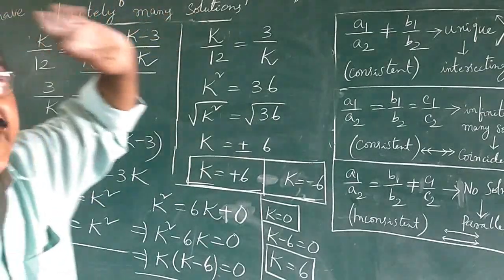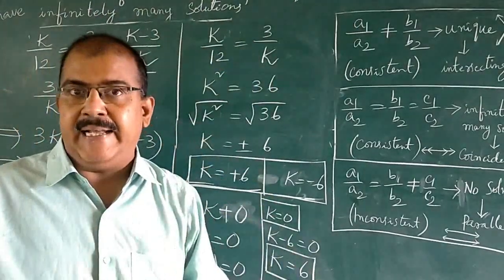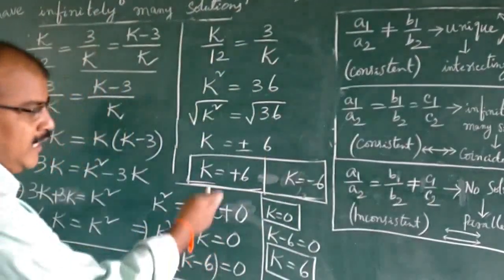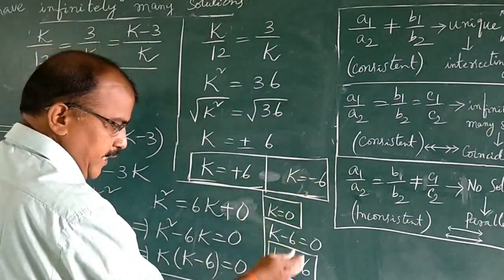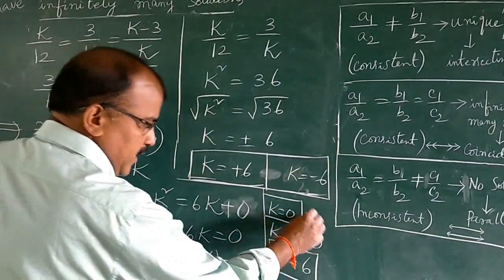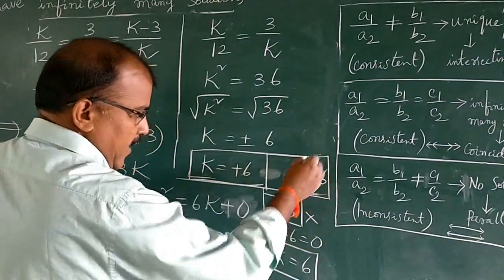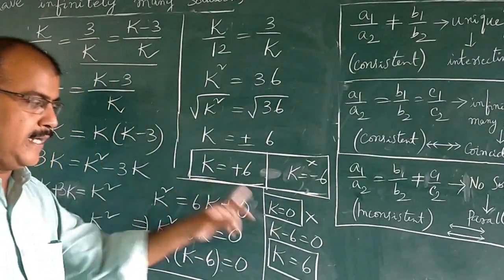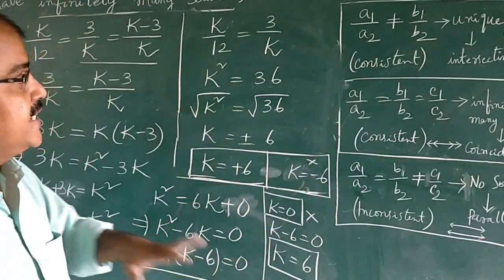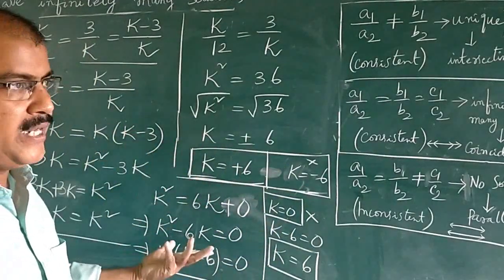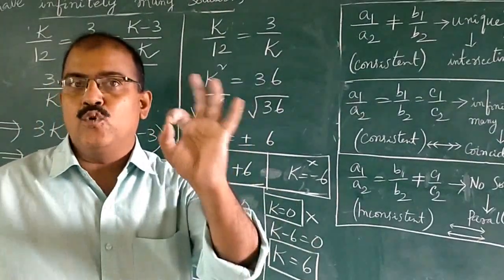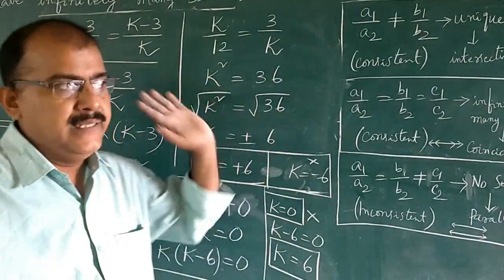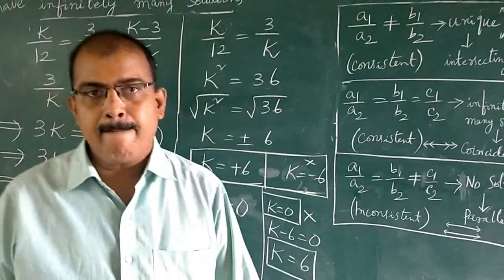These two pair of linear equations are having infinitely many solutions. Here I got in first condition k is equal to plus 6, k is equal to minus 6. Here k is equal to 0, k is equal to 6. So ignore this one, and finally here k is equal to plus 6 and k is equal to plus 6. This you have to take as an answer. Finally in the first condition I got k is equal to plus 6. Second condition also I got k is equal to plus 6. That's why k is equal to plus 6 is the final answer.